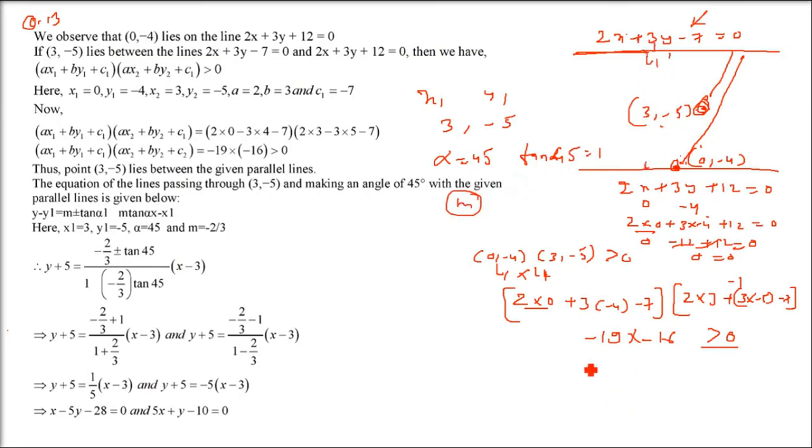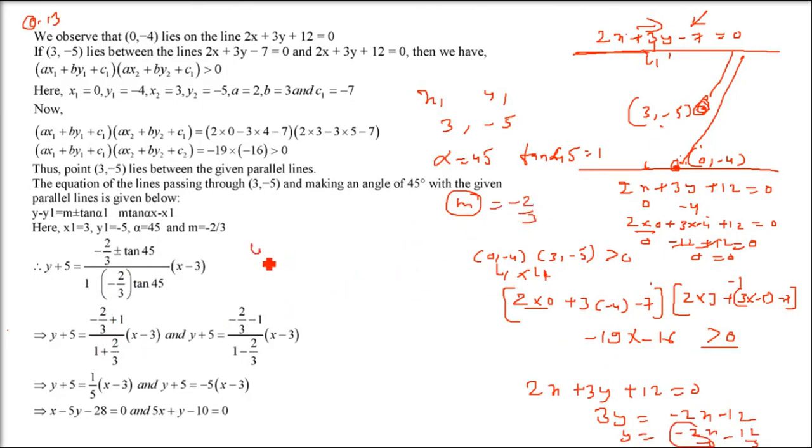These two lines are parallel, so for m you can take this one or this one because they are parallel. Let us take 2x + 3y + 12 = 0. The slope is going to be equal for both of them. So you have 3y = -2x - 12, so y = -2/3 x - 12/3. So -2/3 is the slope.